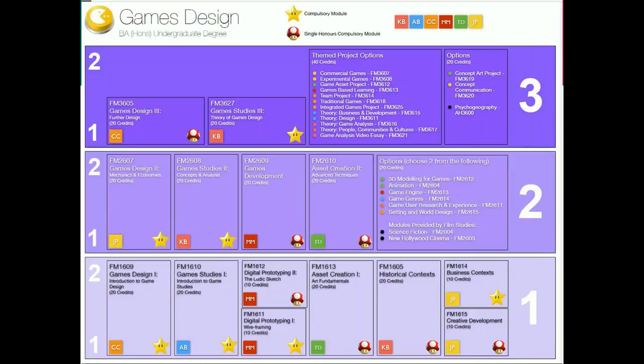Then, for both single honors and joints, you have Digital Prototyping 1, which is wireframing. Then you have Digital Prototyping 2 for just the single honors, which is the ludic sketch.